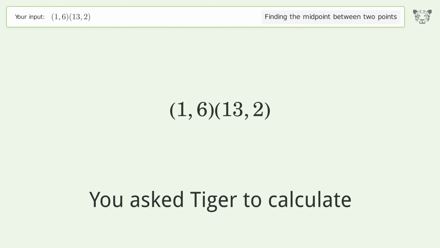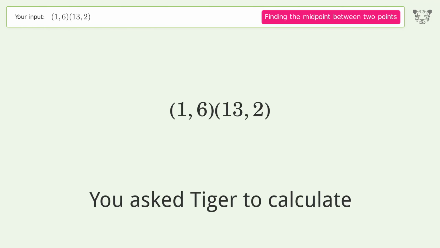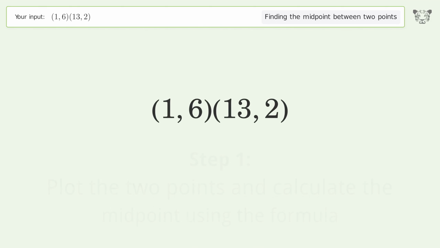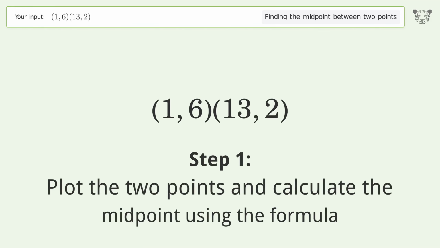You ask Tiger to calculate. This deals with finding the midpoint between 2 points. The midpoint between the 2 points is 7, 4. Let's solve it step by step. Plot the 2 points and calculate the midpoint using the formula.